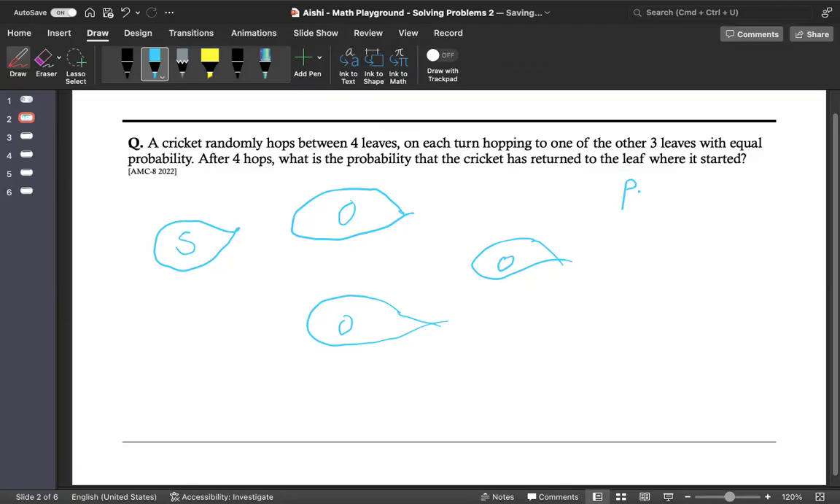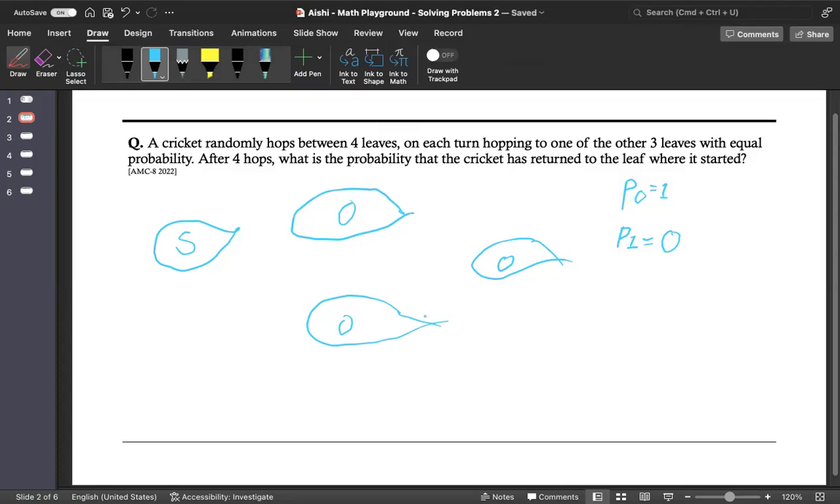So what's the probability that it will be at the starting leaf after zero hops? It's 1 because it hasn't started yet, which tells us that it's still at the starting leaf. So what's the probability that it's going to come back to the starting leaf in one hop? That would be 0 because in one hop it has to go to one of the O's.